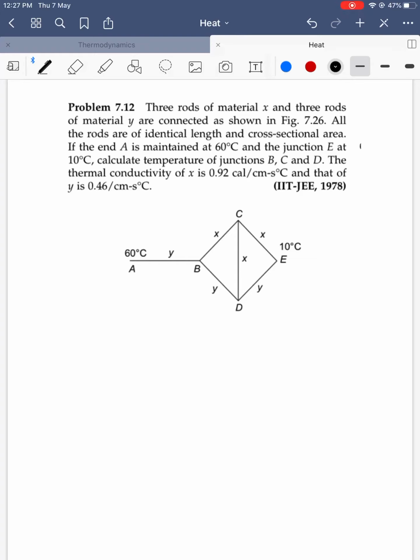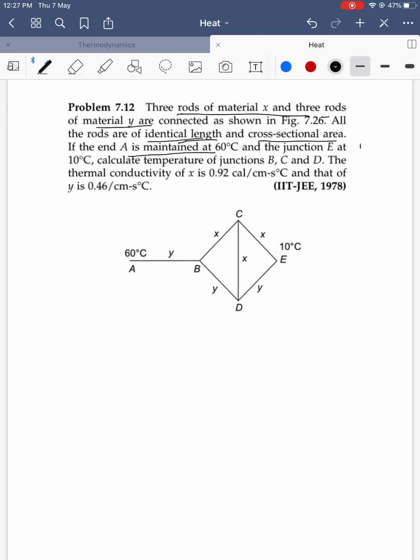In this class we are going to discuss a few more examples on heat transfer. Three rods of material X and three rods of material Y are connected as shown in the figure. All the rods are of identical length and cross-section area. L and A are the same.